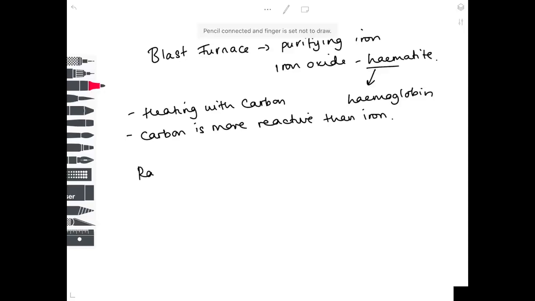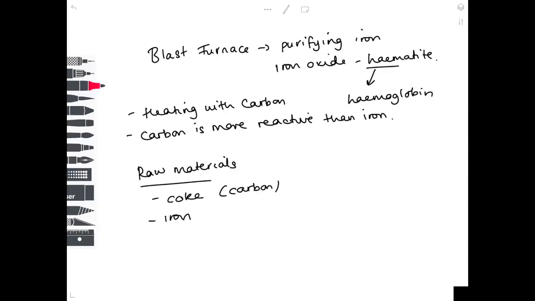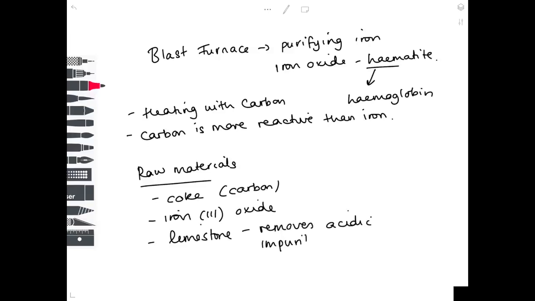So let's start by looking at the raw materials which will enter our blast furnace. These are obviously the carbon, which is entering in the form of coke, the iron oxide, and it's iron 3 oxide, and lastly limestone is added to remove acidic impurities. And now it's essential that we look at the various equations involved in the blast furnace. So our first step is reacting carbon, so the coke, with oxygen to form carbon dioxide. And if they ask you, the point of this reaction is to produce the heat needed.